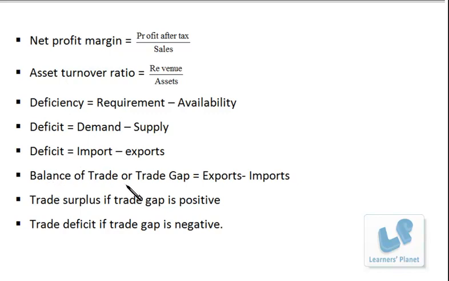Similarly, balance of trade or trade gap is exports minus imports, and trade surplus if the trade gap is positive, and trade deficit if the trade gap is negative. So these are the basic terms that you should keep in your mind, right? Just pause the session if you are not able to follow me, and read all the definitions well, right?